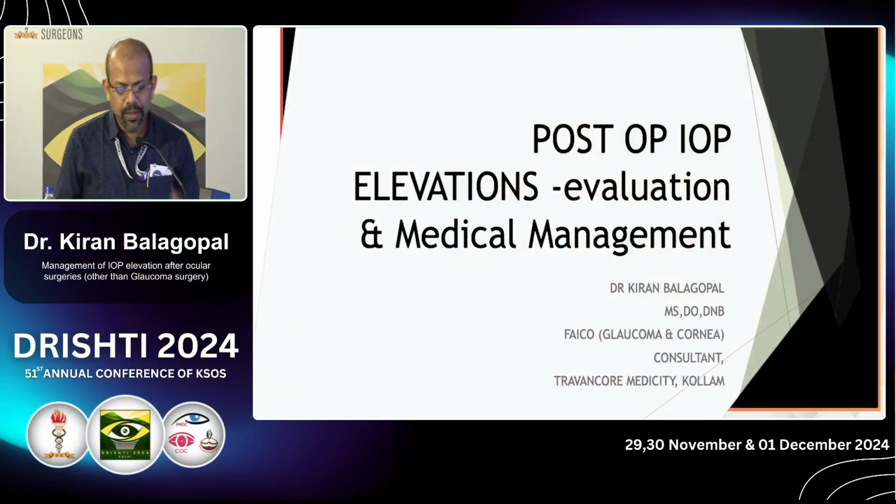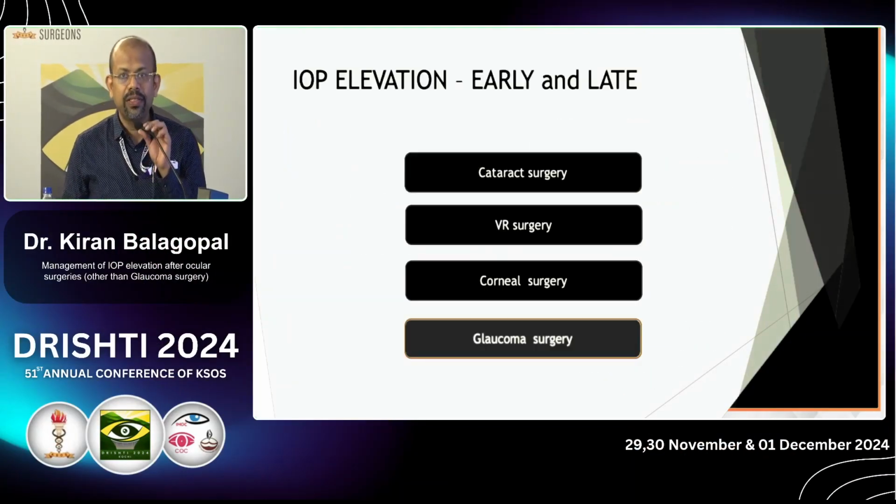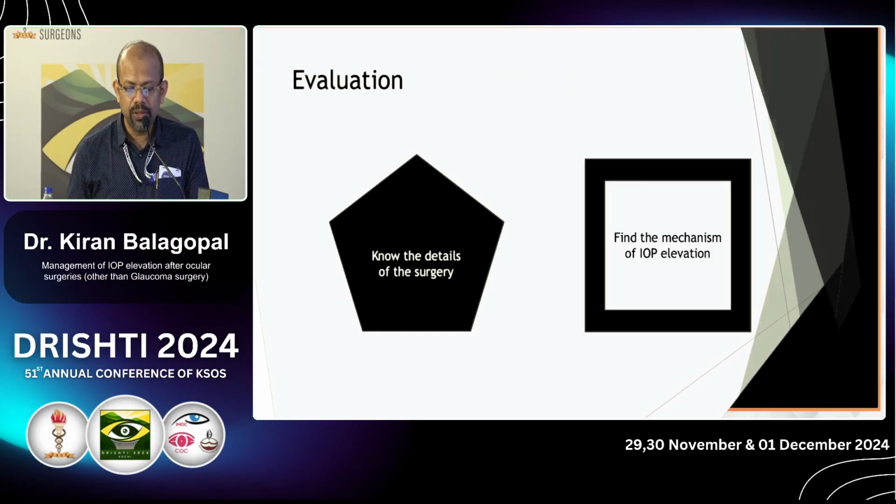Okay, so I'll be mainly speaking about the medical management part. IOP elevation can occur either in the early stage or late after surgery. Common surgery scenarios are cataract, vitreoretinal surgery, and corneal surgery. Here, the threat to vision is very unpredictable. Moderate small spikes are very common, but what you have to be careful about is extremely high IOP spikes, and even moderate spikes in eyes with pre-existing glaucoma or damage to the optic nerve.